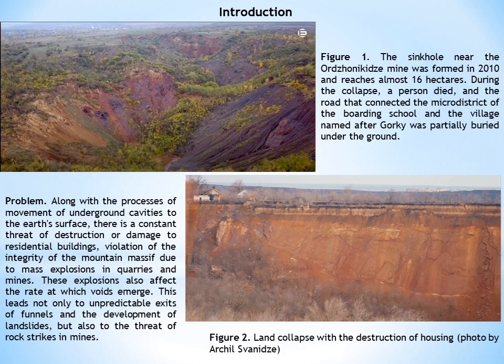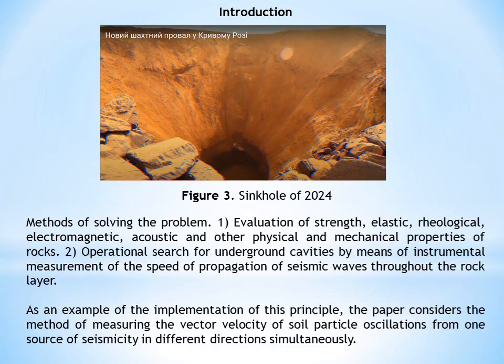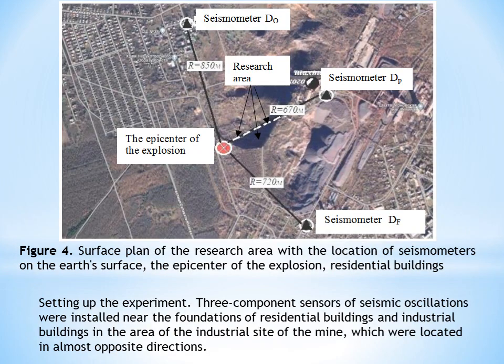rock strikes in mines. The purpose of the research is to compare, during an explosion in a mine, the seismic load of points on the surface of the Earth with their orthogonal location in directions. The task of the research is to obtain a set of data related to the amplitude and frequency characteristics of seismic waves that have passed through a half-kilometer layer of rock, and to determine the intensity of seismic oscillations at observation points. Setting up the experiment.